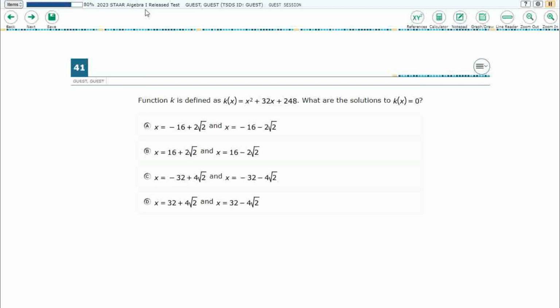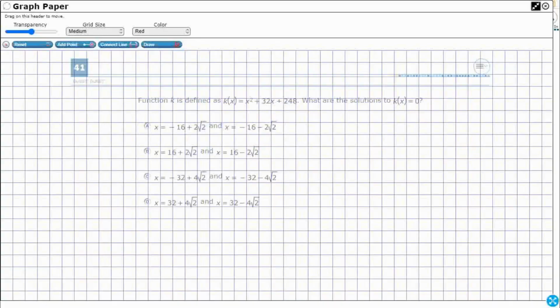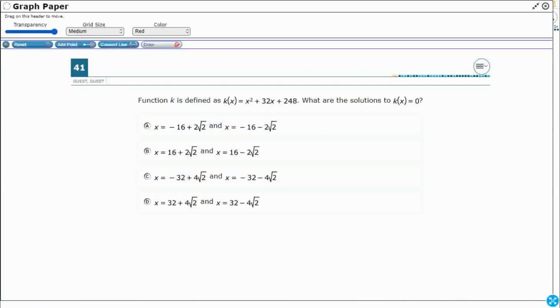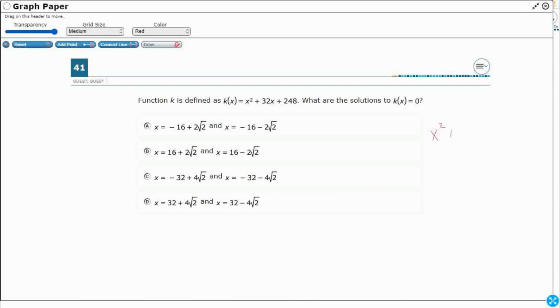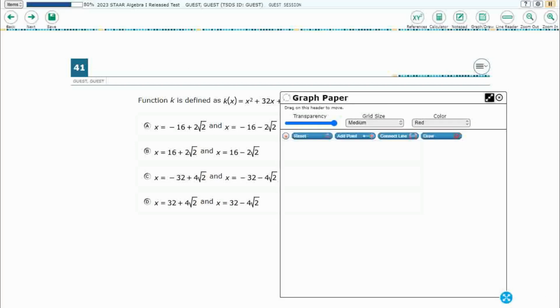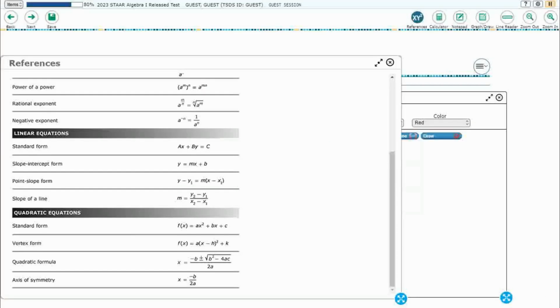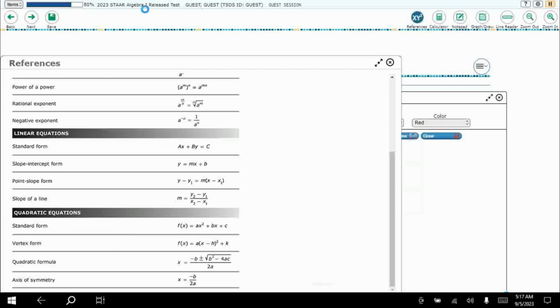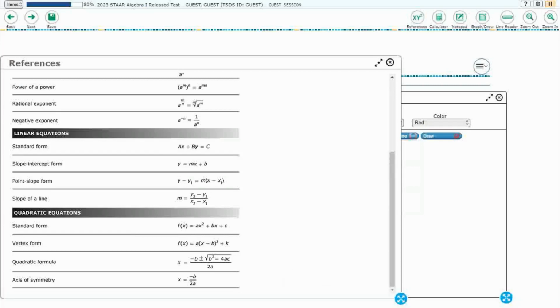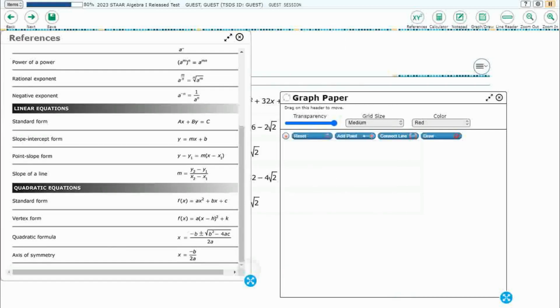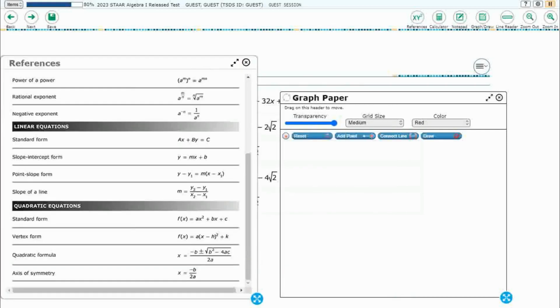So we've got function k, and we've got this quadratic here. Let me copy this over, because hopefully you're noticing we've got this x squared plus 32x plus 248. Look at all our answer selections. They all involve radicals, which means we're probably going to need our quadratic equations. So let's do that. Let's bring that quadratic formula out here, and I'll put it right there at the bottom of the screen.